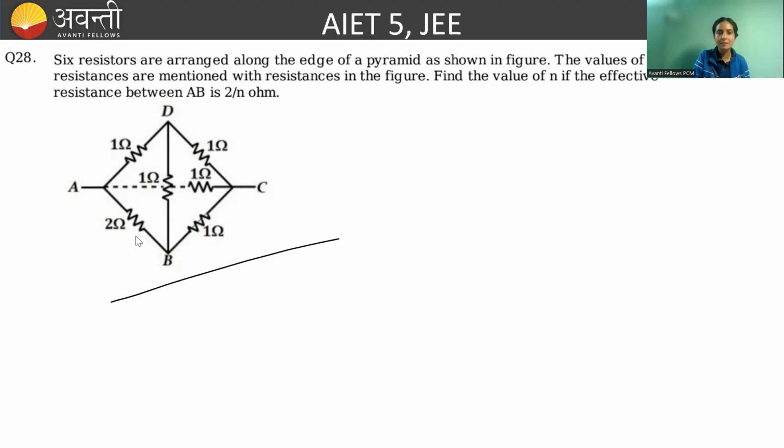So 6 resistors are arranged along the edges of a pyramid as shown in the figure. The values of resistance are mentioned with the resistors in the figure. Find the value of N if the effective resistance between A and B is this. So we are calculating the effective resistance along A and B, so along A and B you will connect a battery. This is what I do basically if I have to calculate R equivalent across any 2 points, and this is the ideal way of calculating R equivalent.